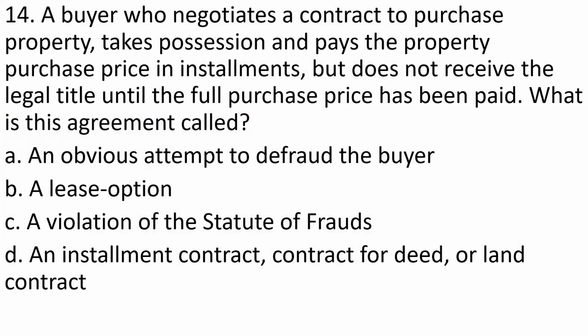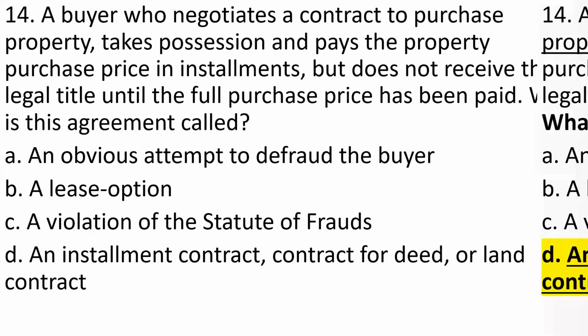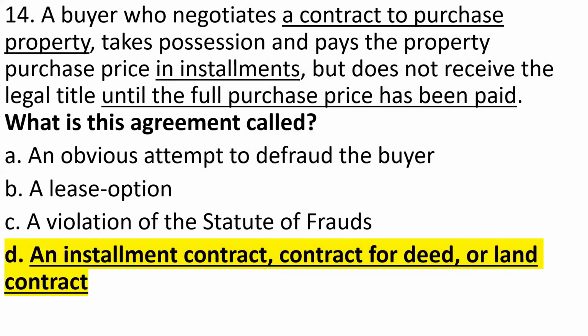Number 14, a buyer who negotiates a contract to purchase property, takes possession, and pays the property purchase price in installments, but does not receive legal title until the full purchase price has been paid. What is this agreement called? So let's focus on the keywords. A contract to purchase property, paying in installments until full payment has been made. This is called an installment contract, a contract for deed, or a land contract. All of those are the same thing.